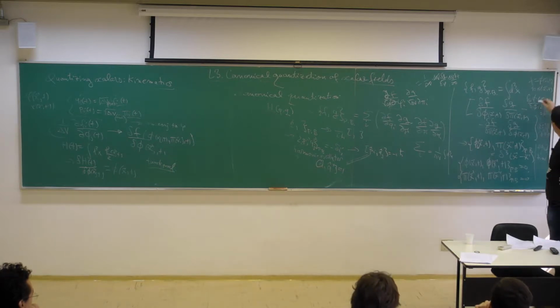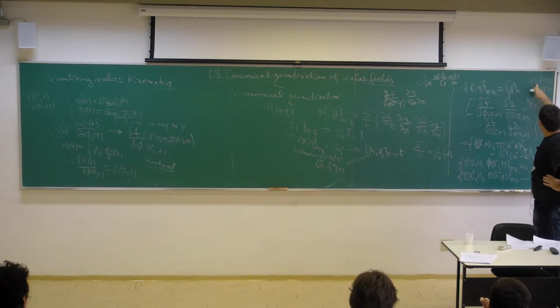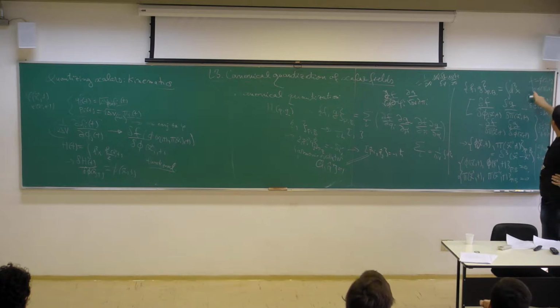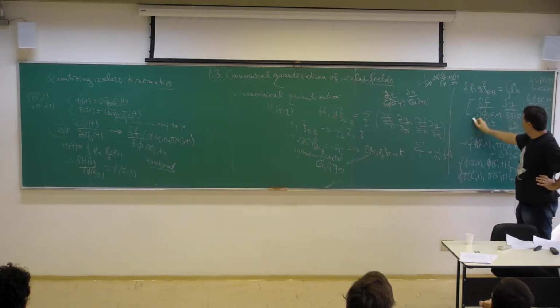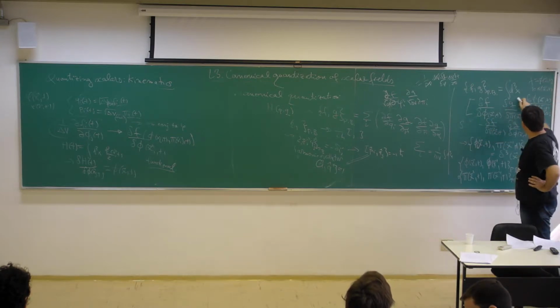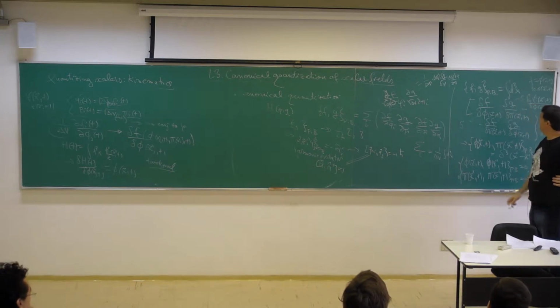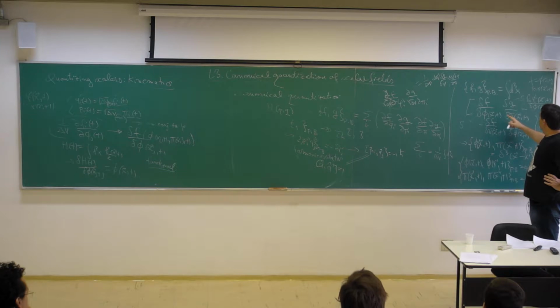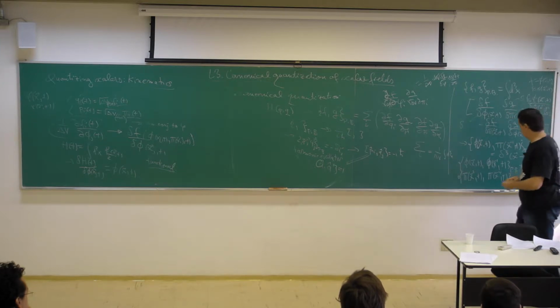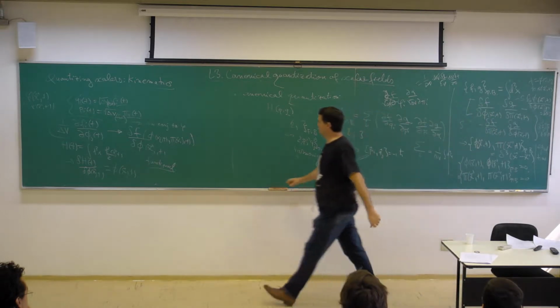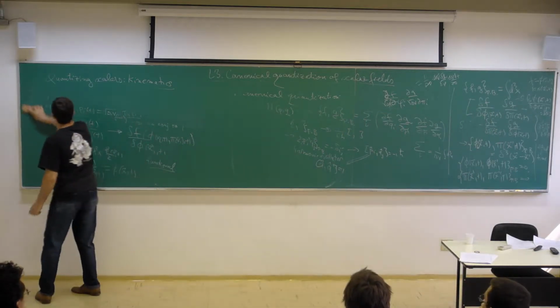Okay, so if f is phi and g is pi, then this is a delta function, this is another delta function, right? But then, well, let's write this more precisely, otherwise we'll get ourselves confused.